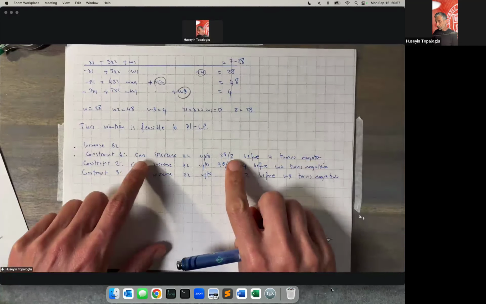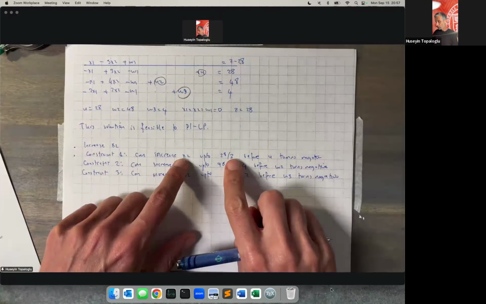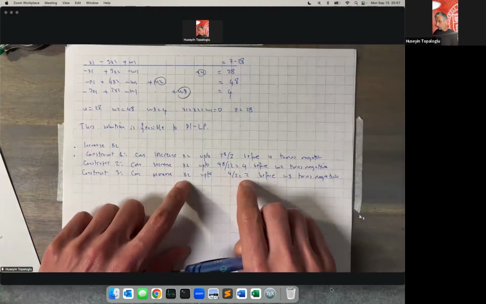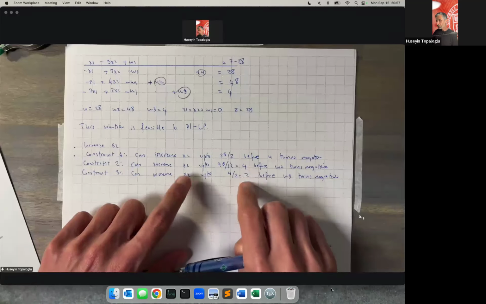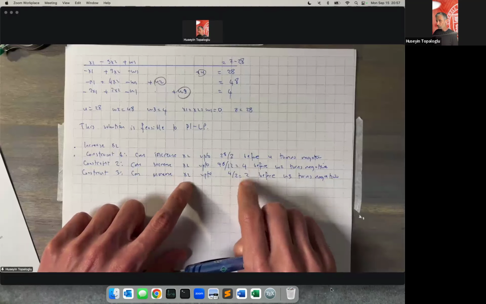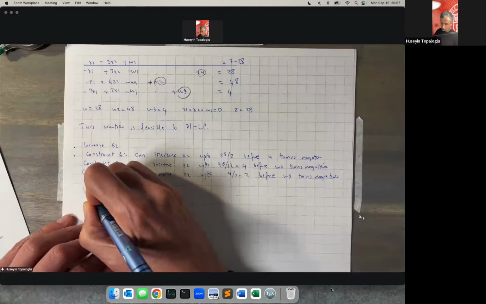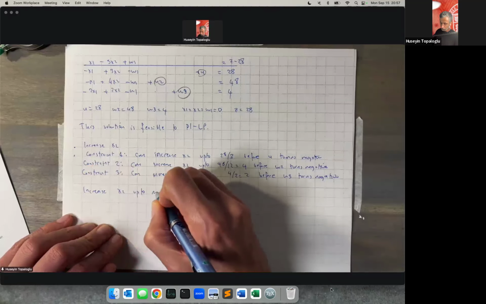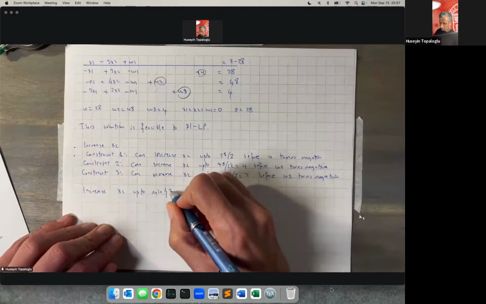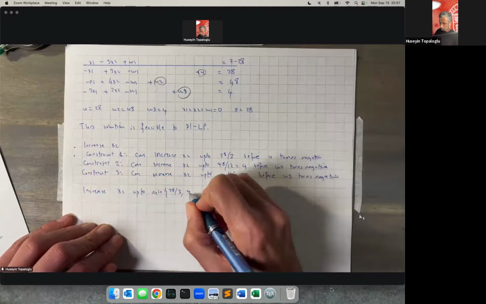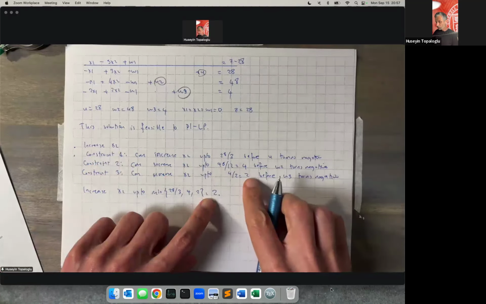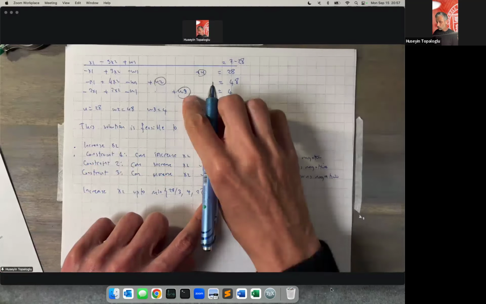So from the first constraint, I can increase X2 all the way to 28 over 3. Second constraint, I can increase X2 all the way to 4. From the third constraint, I can increase X2 all the way to 2 before I get in trouble. So the best I can increase X2 before I get in trouble is 2. So in this case, the new value of x2 is determined by the third constraint row.